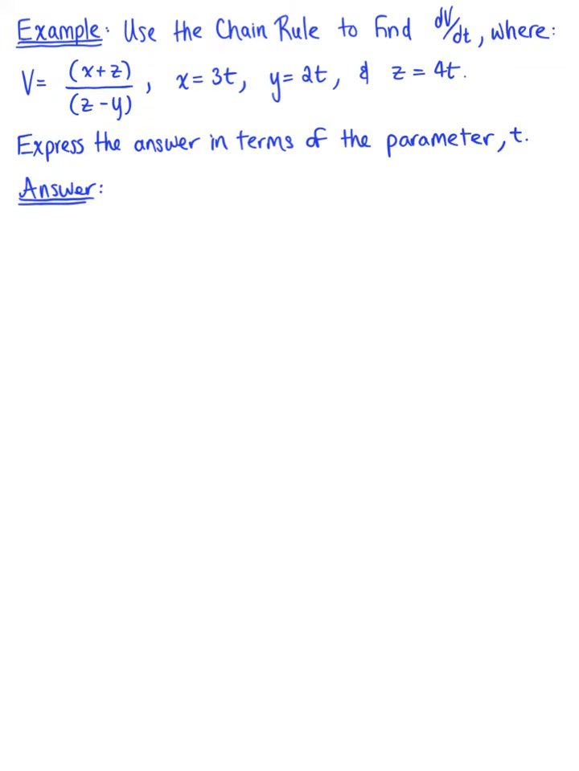Use the chain rule to find dv/dt, where we have v is the function (x + z) divided by (z − y). x is equal to 3t, y is equal to 2t, and z is equal to 4t. Express the final answer in terms of the arbitrary parameter t.